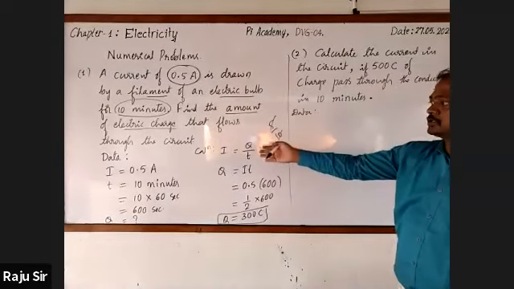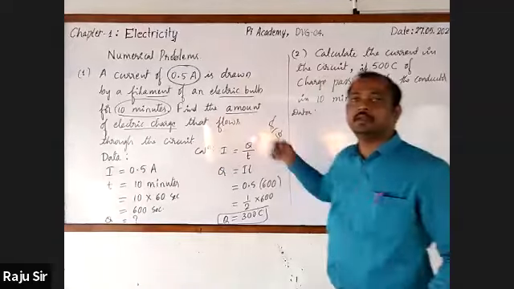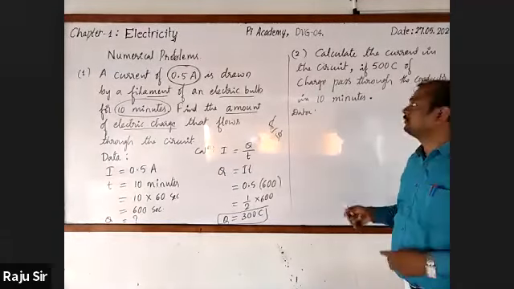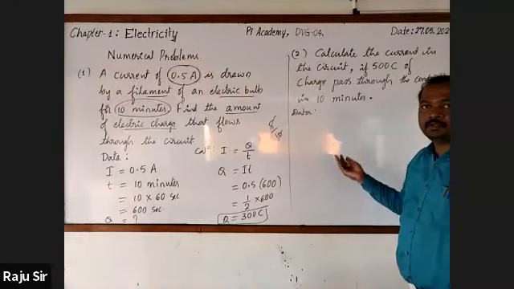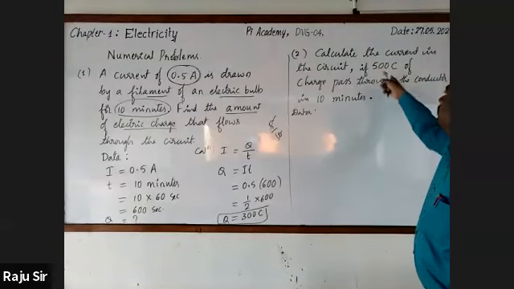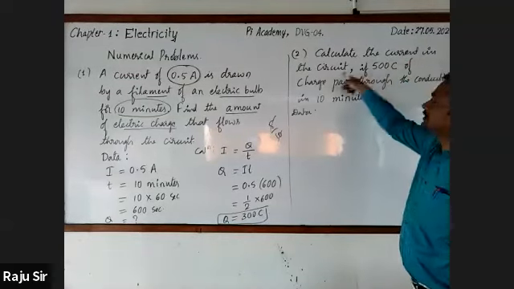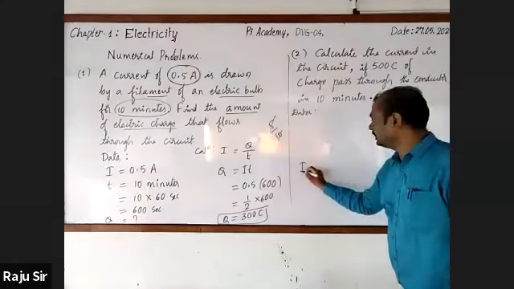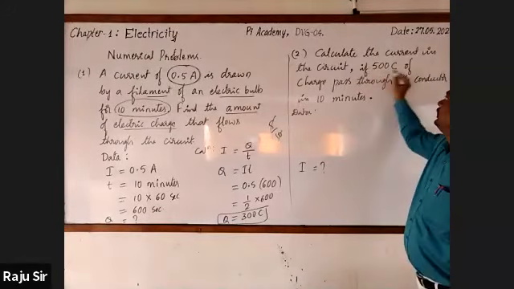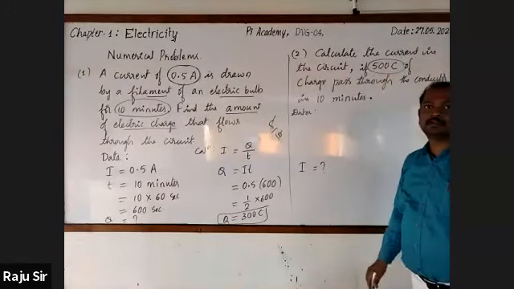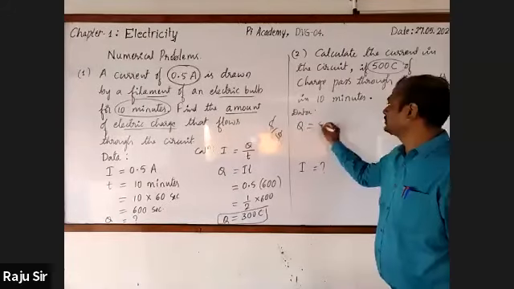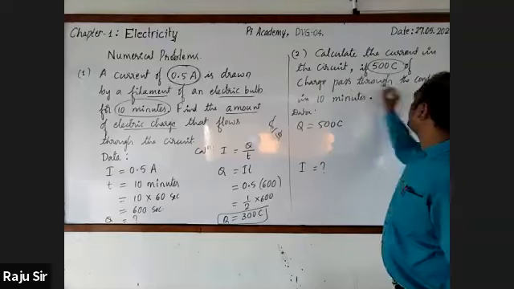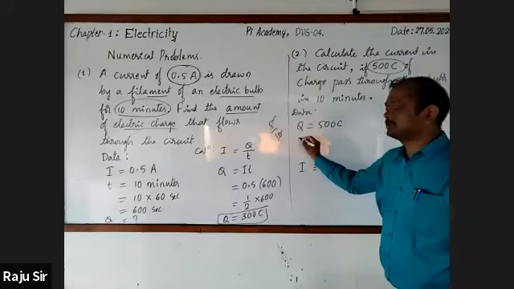As I have already explained how to go for calculation, now this time try yourself. Meanwhile, you can also write here. You are going to calculate the current in the circuit. That is I equal to question mark. If 500 Coulomb of charge, 500 Coulomb indicates quantity of charge. Q is equal to 500, next, of charge passed through the conductor in 10 minutes.